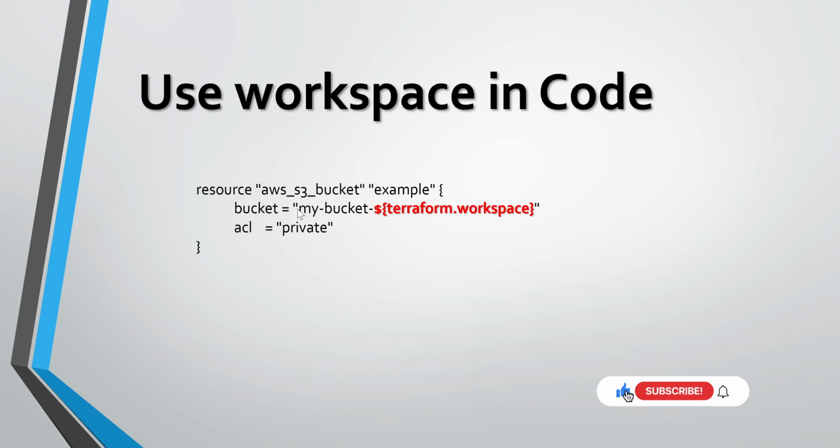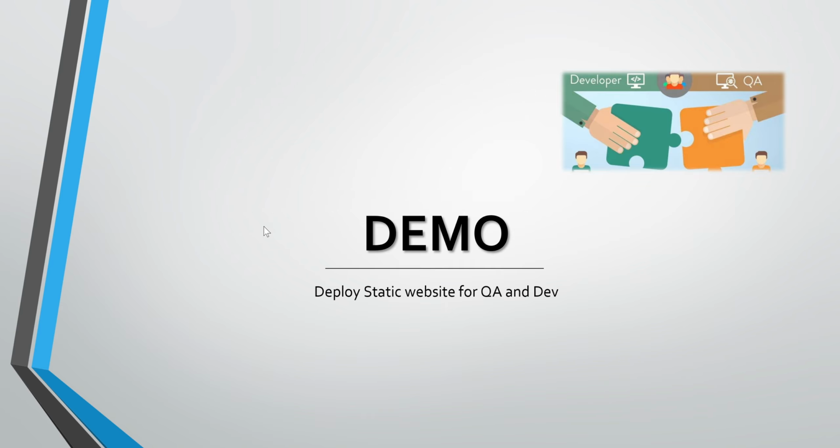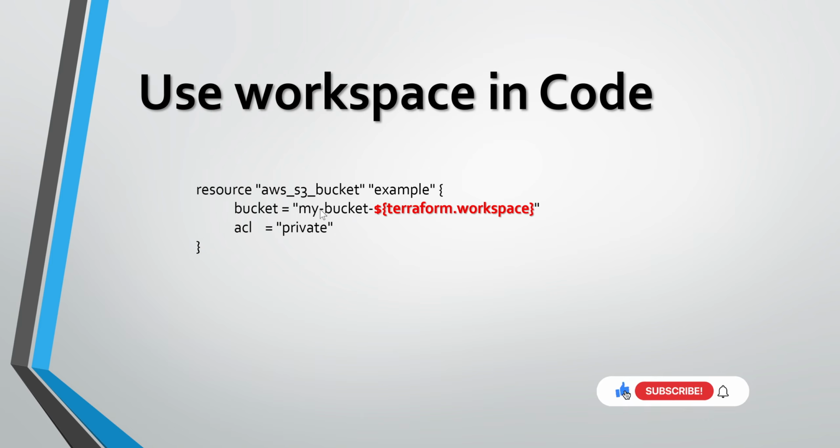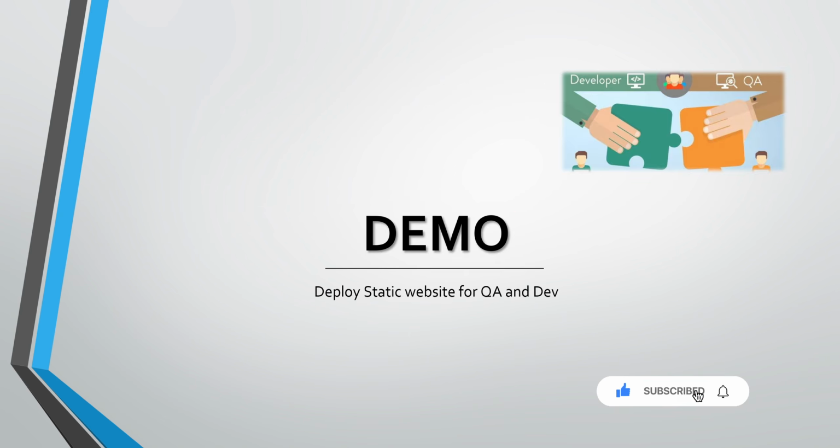So, for example, this is the S3 bucket we are trying to create by using this code. We put the bucket name in quotation marks. This is a must. Then you can add your bucket name and then dollar curly bracket terraform.workspace. This will give you the currently selected workspace name, and in this way you can specify your workspace name in the code. Okay, it's demo time, so let's get started.